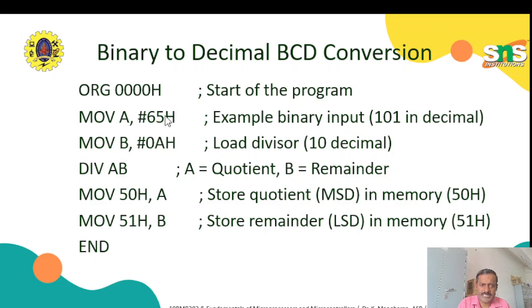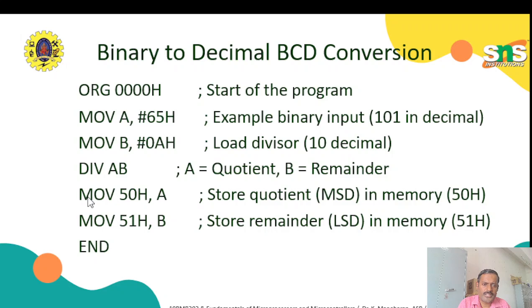So here we are performing 65 divided by 0A. If you convert this 65 into decimal, we get 101. So we are performing 101 divided by 10. We get 10 as the quotient and 1 as the remainder. The decimal 10, if you convert it to hexadecimal, becomes A. So the actual quotient is 0A and the actual remainder is 01.